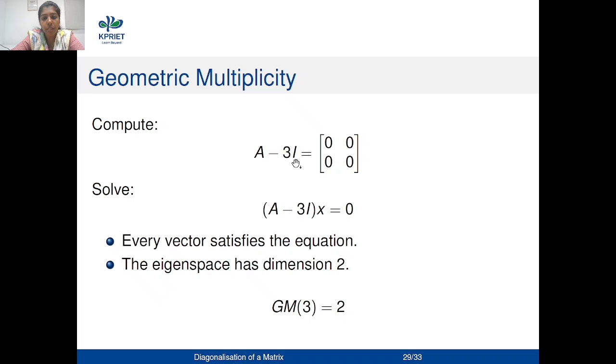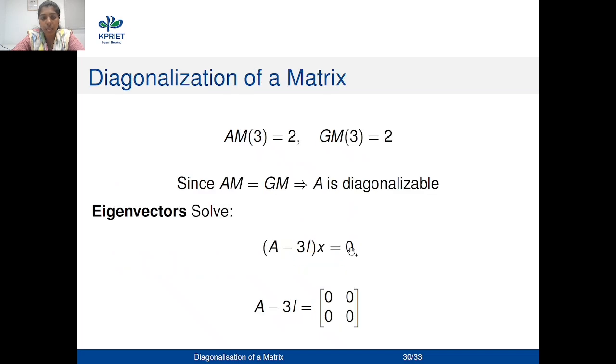If I consider A minus 3I, this becomes a completely 0 matrix. So the dimension of the kernel of A minus 3I is the number of rows which are completely 0. By that formula, here the dimension of the kernel of A minus 3I is 2. So it is nothing but the geometric multiplicity. So in this case, for the eigenvalue 3, the algebraic multiplicity and geometric multiplicity are the same. So for this matrix, I can say the given matrix is diagonalizable.